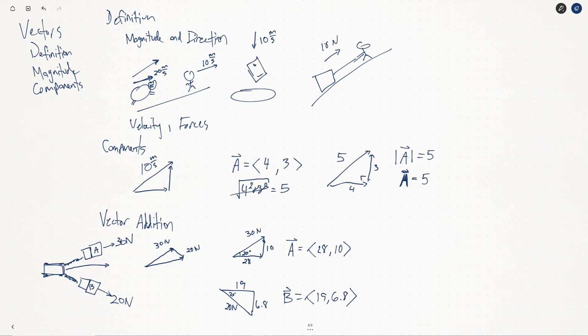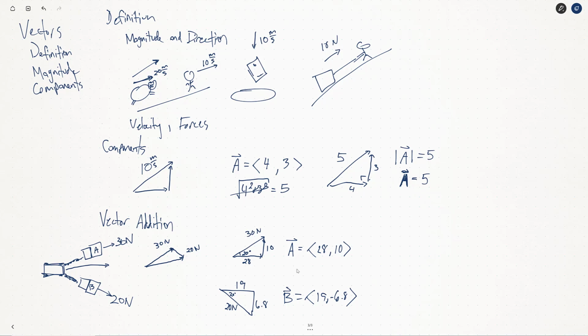Now everything's good except we missed one part, and that is when we are dealing with vectors and components, we have to be careful with our direction. And so because 6.8 is actually going down, we want to label that in our vector as negative 6.8. And we'll see why that's important in just a minute.